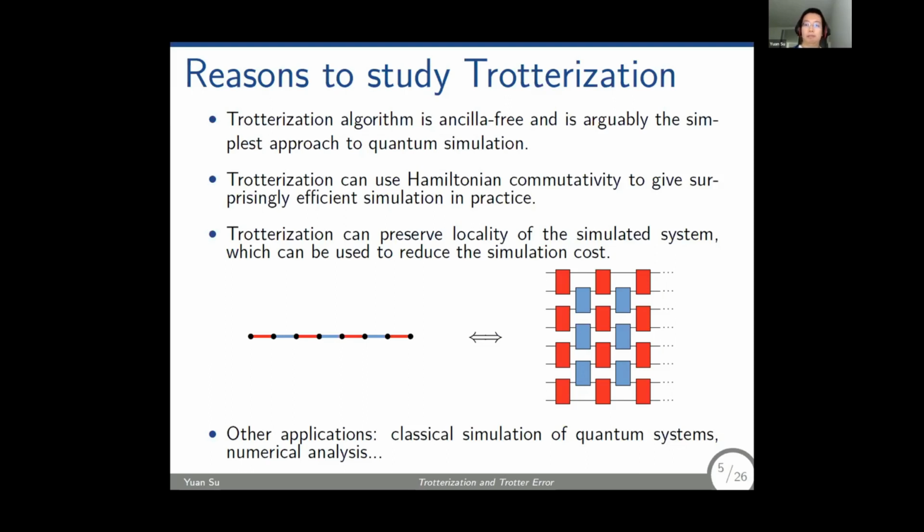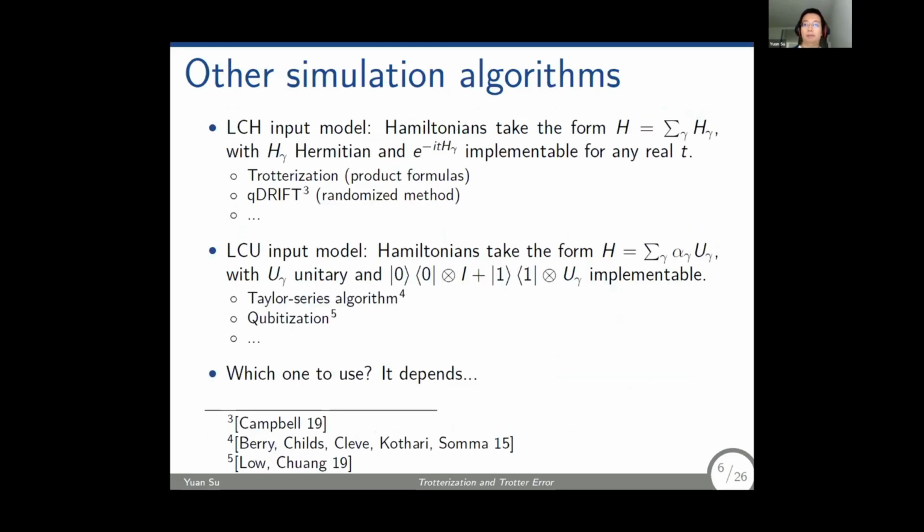So I should mention that beyond this very simple approach, there have been many other approaches developed in recent years. And I think you have already learned some of them from Nathan's talk. So I won't be going into details describing these algorithms. But at a high level, these algorithms can be, roughly speaking, categorized into different groups according to their input model.